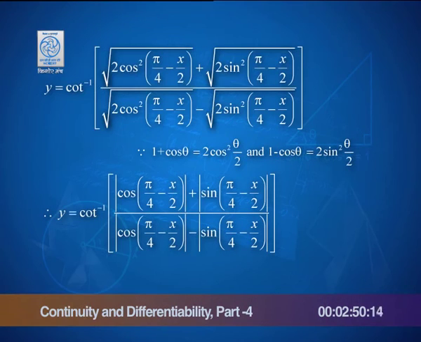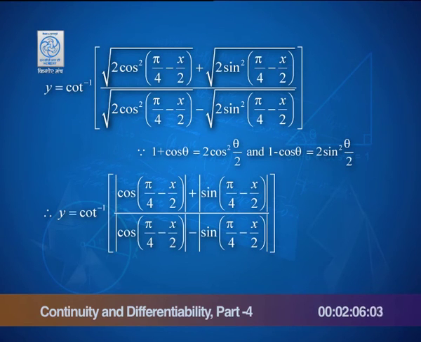So, what do we know about cos of pi by 4 minus x by 2 and sin of pi by 4 minus x by 2? Are they positive or negative quantities? Remember, there was a condition on x. X is strictly between 0 and pi by 2. So, x by 2 is strictly between 0 and pi by 4. Do you think then we can say that cos and sin of pi by 4 minus x by 2 are both positive quantities, and therefore, y simplifies to cot inverse of cos of pi by 4 minus x by 2 plus sin of pi by 4 minus x by 2 divided by cos of pi by 4 minus x by 2 minus sin of pi by 4 minus x by 2.